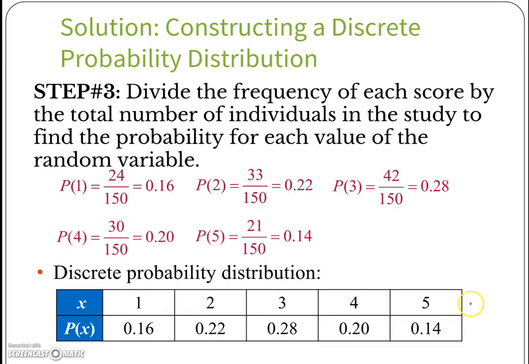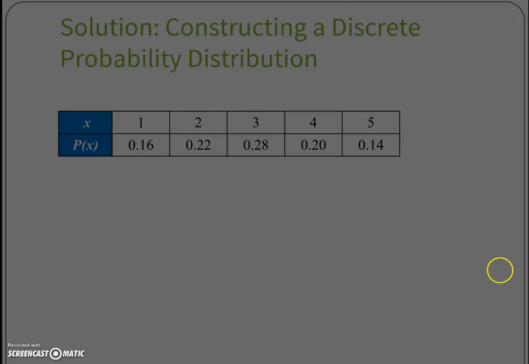And then we just list all of the probabilities into a table. So when your random variable x was 1, your probability was 0.16. And when the x was 2, the probability was 0.22, and so forth. So this table here is the discrete probability distribution.